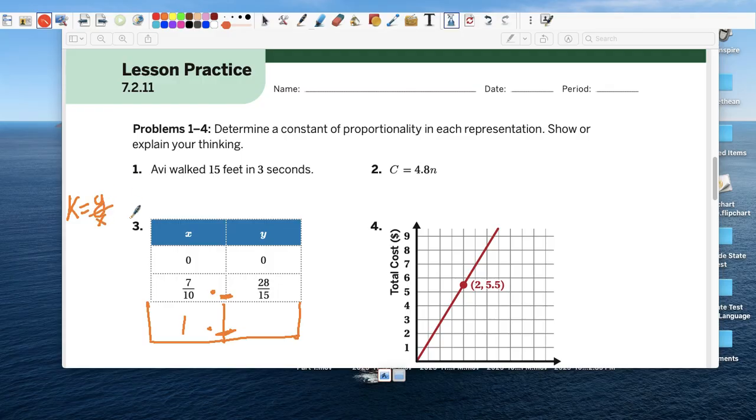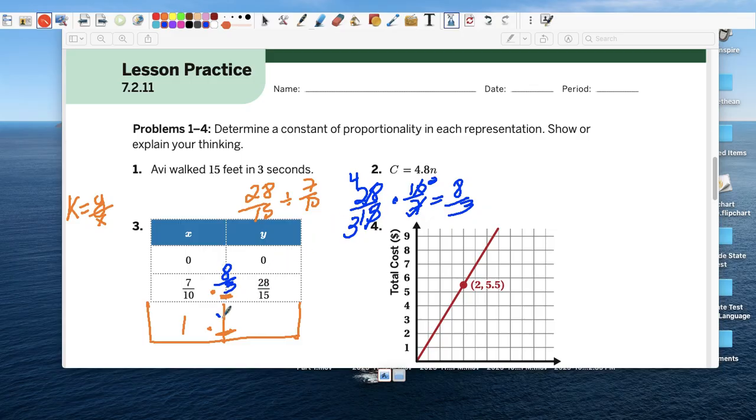If you have a calculator, well, you don't need a calculator. Let's do this manually. So you're doing 28 over 15 divided by 7 over 10. You can do that in your calculator, or do it manually. Remember, division can be written as multiplication. So 28 over 15 times the reciprocal, 10 over 7. We can simplify a few things. So it's actually 8 over 3. So the answer is 8 over 3, or a mixed number.